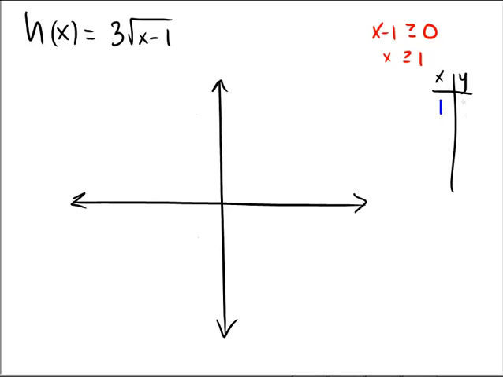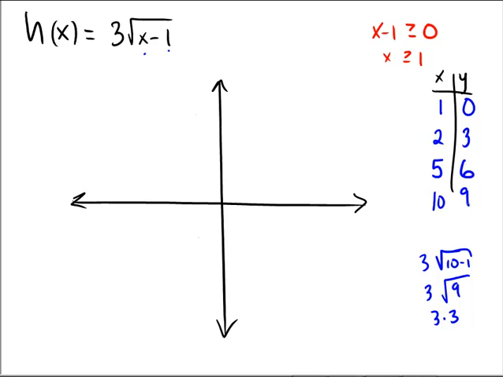1 minus 1 is 0, and 3 times 0 is 0. 2. 2 minus 1 is 1, and square root of 1 is 1 times 3. Next, I'm going to plug in 5, because 5 minus 1 is 4. Square root of 4 is 2, and 2 times 3 is 6. And finally, we'll plug in the number 10, because 10 minus 1 is 9, and the square root of 9 is 3. So when we get 3 times that, we are going to get a value of 9.